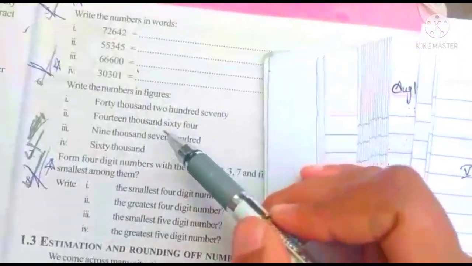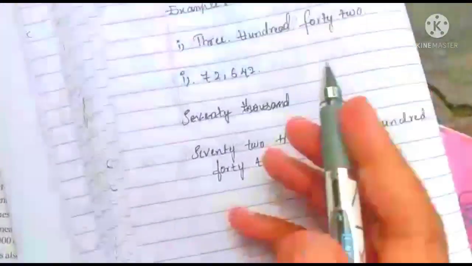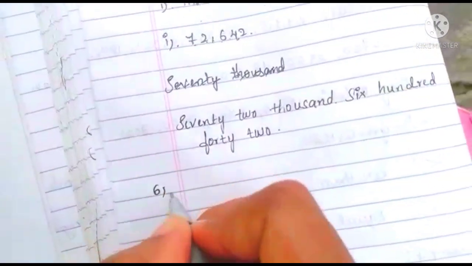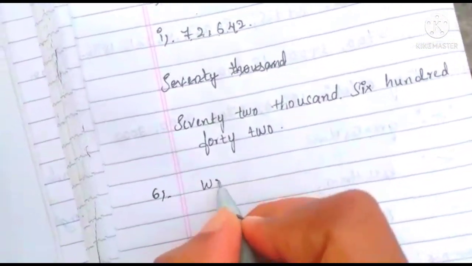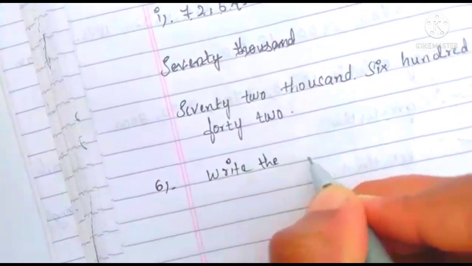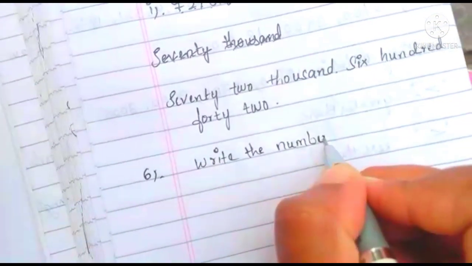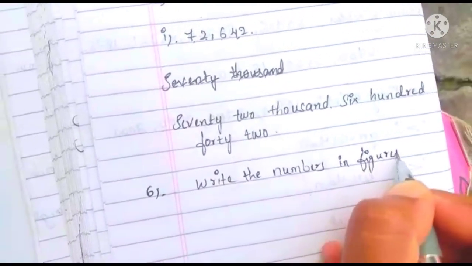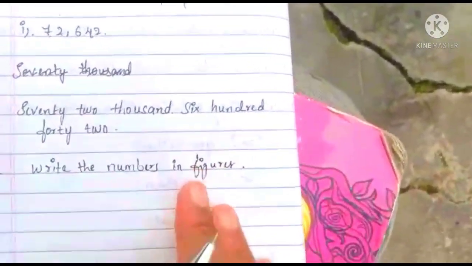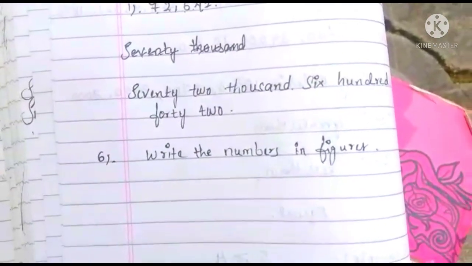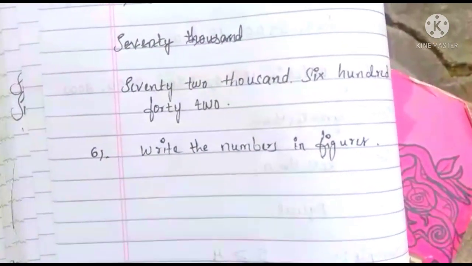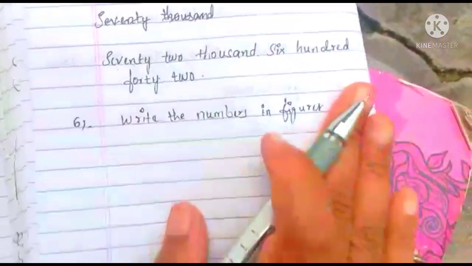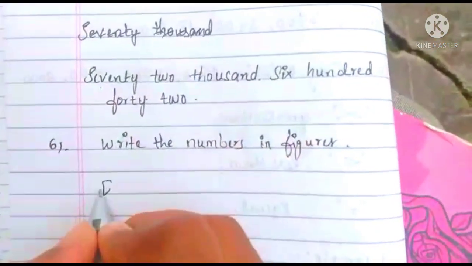Okay, next, write the numbers in figures. Next bit, what? Sixth bit, write the numbers in figures. Figures means you write in numbers. Words means you have to write like this. Okay, now example, just an example.